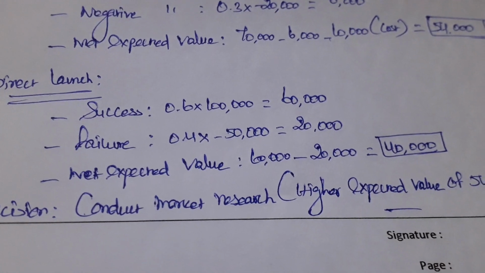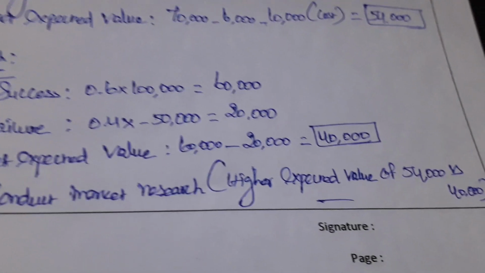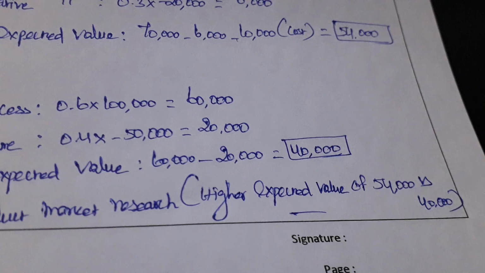So conduct the market research, now it's our final decision. The high expected value of 54,000 is better than 40,000.